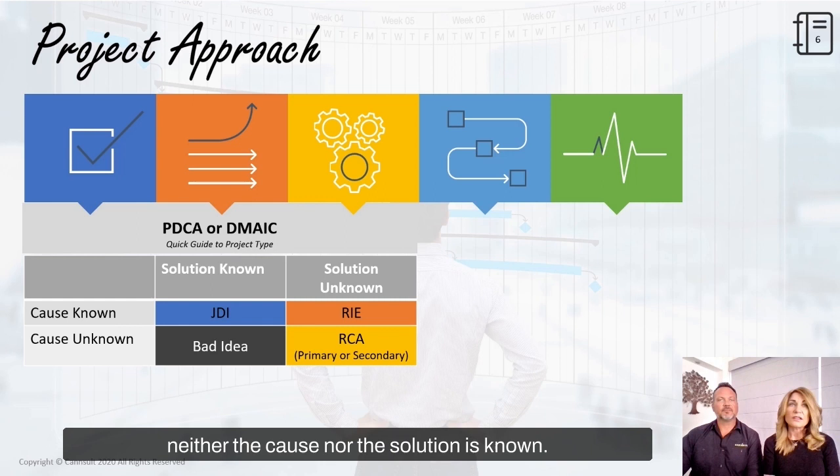If neither the cause nor the solution is known, for example, we're not getting as much juice out of the oranges as we used to, that would fall into the category of root cause analysis project. And the last one, more common than you might think, is when we think we know the solution without knowing the cause, and that's just a bad idea.